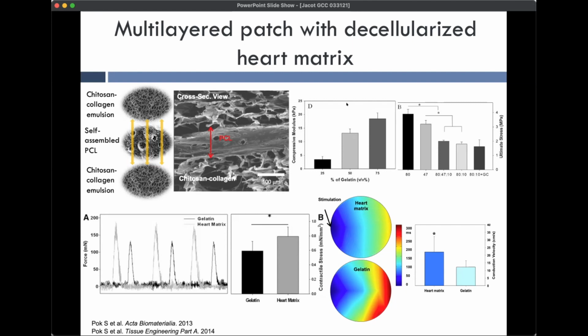So this is one that I wanted to comment on, because we'd seen that other talk this morning on heart matrix, where we've shown that if we add heart matrix to these, and these are hydrogel patches that are attached to and supported by a thin polymer membrane that gives it the mechanical support, that if we add heart matrix, we get stronger contractions, and we get faster conduction velocity, although still slower than in native heart tissue.